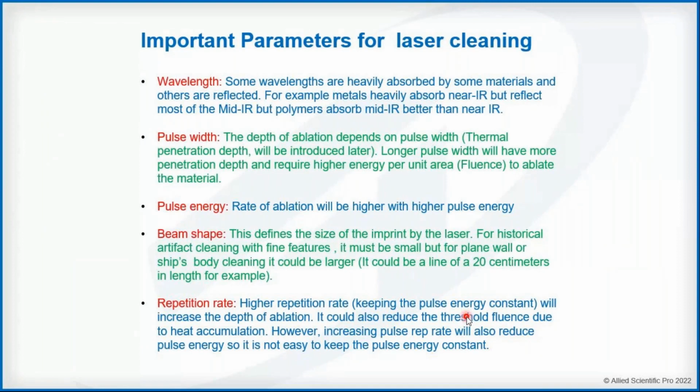Number one is wavelength. You have to take into account that some wavelengths are heavily absorbed by some materials, and some are basically reflected. For example, mid-infrared laser light is heavily absorbed by paint, but metals reflect most of the mid-IR. So if you have paint on a metal, the paint will absorb the mid-IR and the substrate will reflect it. So it's inherently safe to use the mid-IR to remove paint from a metal surface.